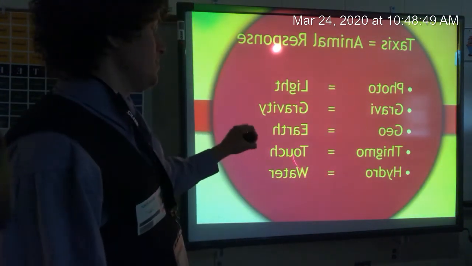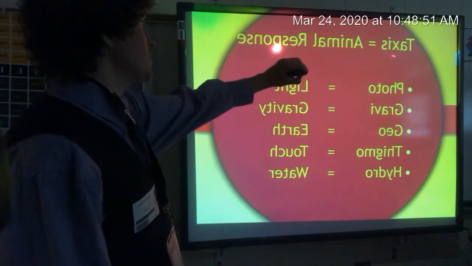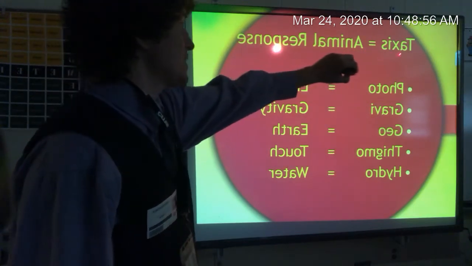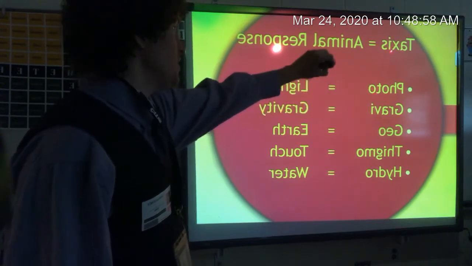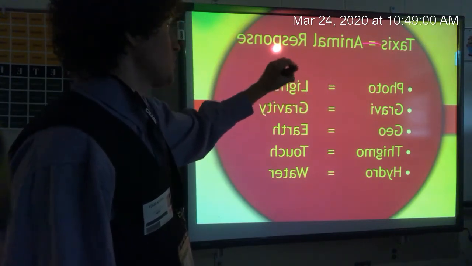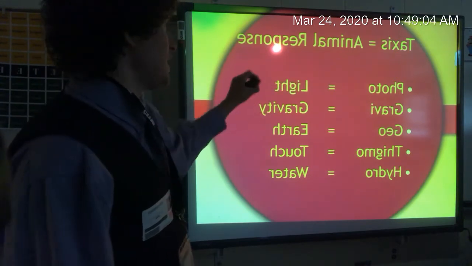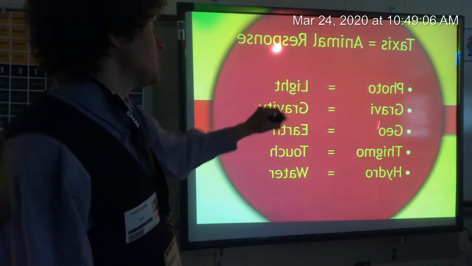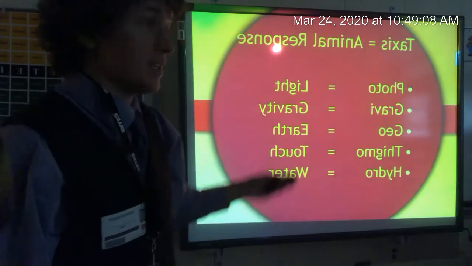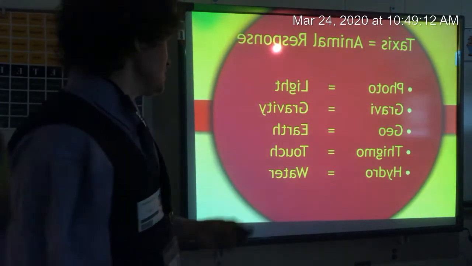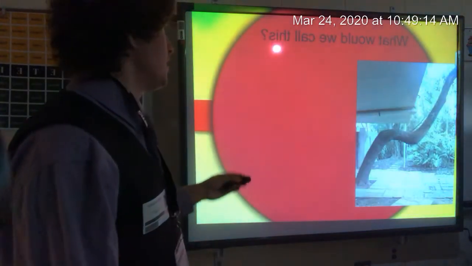Here it is again, in case you don't remember, but this time it's for the animal's response. So taxis. So phototaxis, that's the animal's response to light. Geotaxis, that's the animal's response to gravity. And then hydrotaxis, that's the animal's response to water.